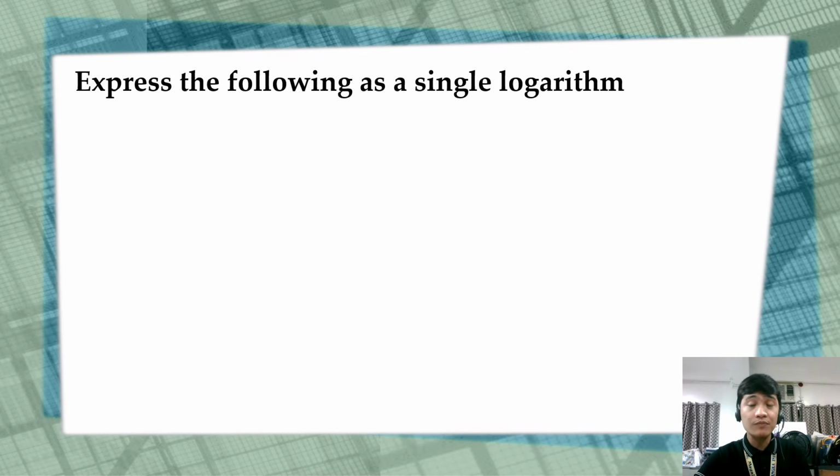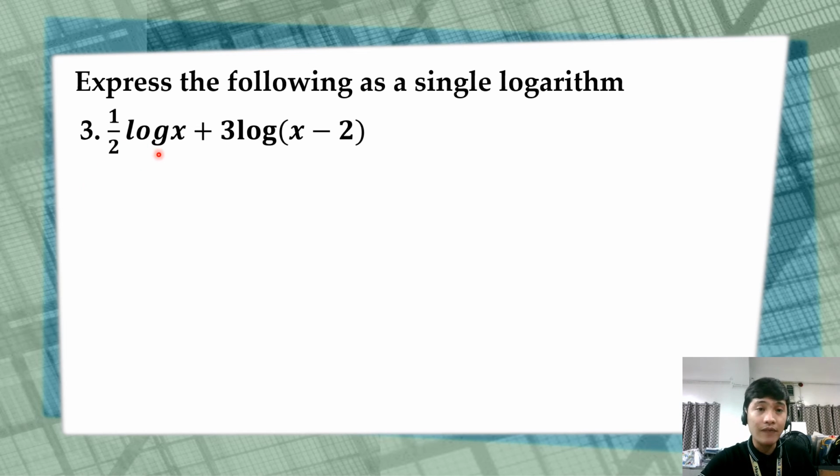Okay, so let's have the last example. Same instruction, express the following as a single logarithm. So what we're going to do here is, from the expanded form, we are going to express it in single form. The last example is 1/2 logarithm of x plus 3 logarithm of quantity x minus 2. If we analyze the given in example number 3, there is a number before the logarithmic term.